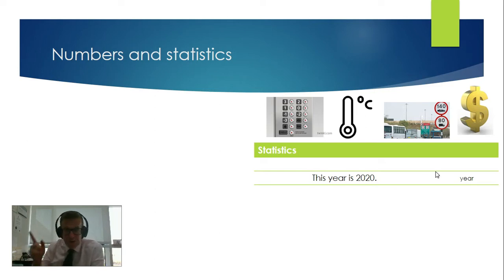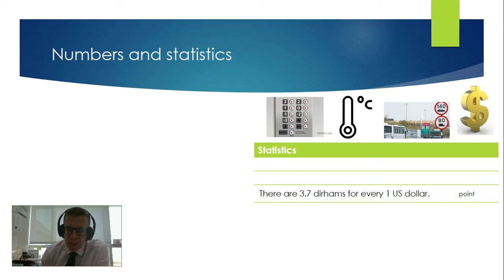I was born in 1981. So you split it, the first two and the last two. This is not always the case. Sometimes we say the full number like 2002, but usually we split it in the middle. When we have this dot here, we say there are 3.7 dirhams for every $1 US dollar. So we use the word point for this.